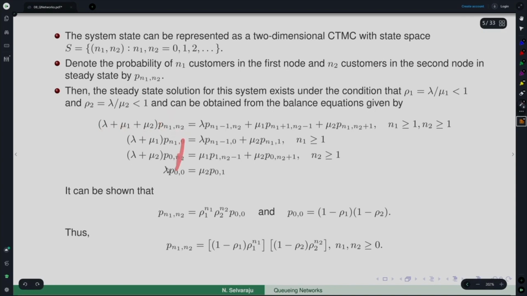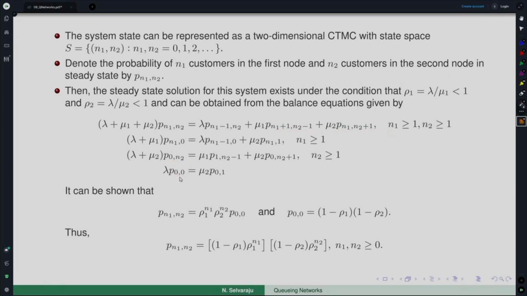Now, these are all boundary cases. At n2 equal to 0, what would happen? There could be only two possibilities. This one is not possible in that case, because n2 is 0. And any service completion in stage 1 would make n2 equal to 1, it is not 0. So, this is what you have. Again, you can take this, and these are the boundary cases: (n1, 0), (0, n2) and (0, 0).